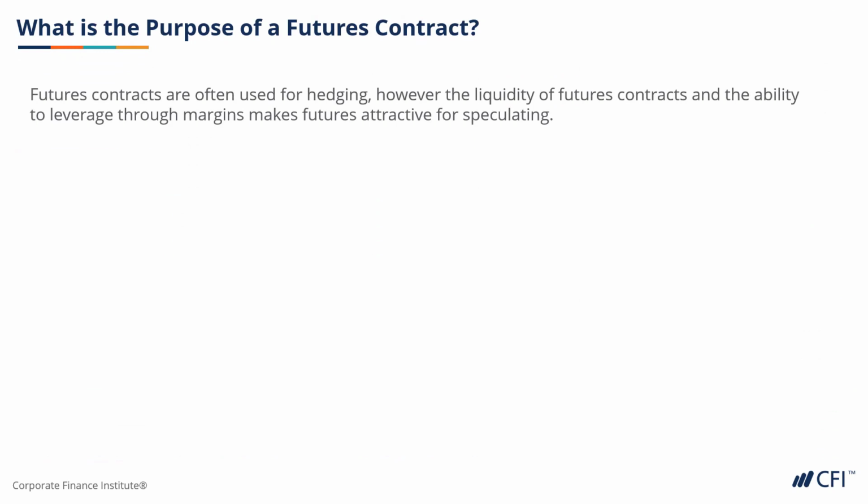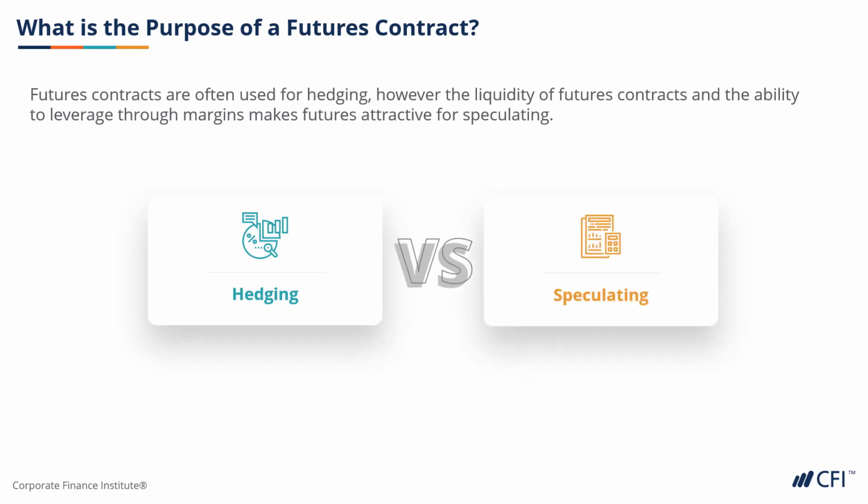However, futures contracts are often more attractive for speculating than forwards, and it's because of two key characteristics of a futures contract. First of all, futures contracts offer liquidity because they're traded on exchanges. Futures contracts also have leverage through margins, which we'll explore later.